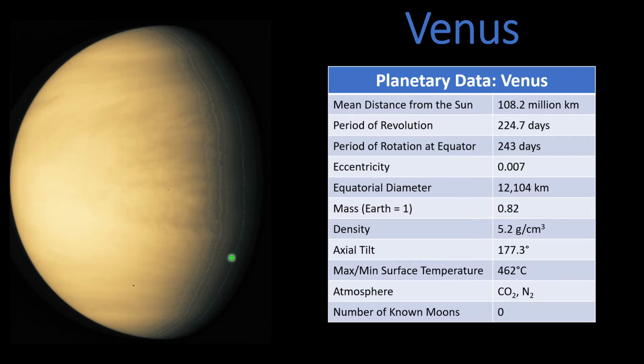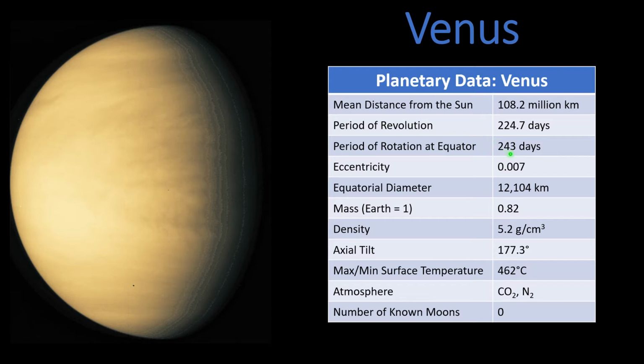Venus, on the other hand, has an incredibly dense atmosphere, so much so you can't even see the surface of Venus. Its average distance from the sun is 108.2 million kilometers. It takes 224.7 days to make one revolution around the sun, so it's shorter than an Earth year, but it's definitely longer than Mercury.